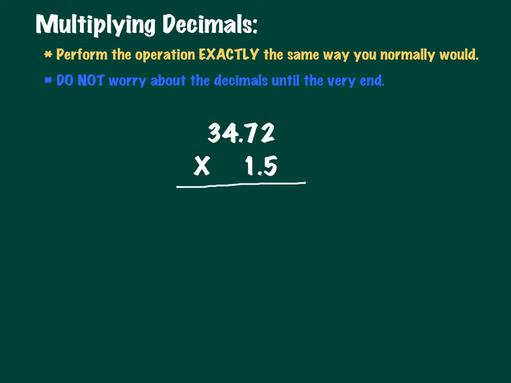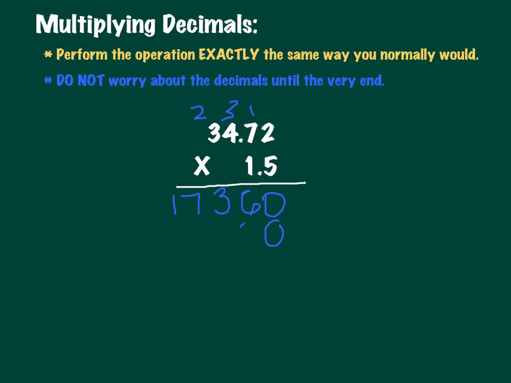5 times 2 is 10. 5 times 7, 35, plus 1 is 36. 5 times 4 is 20, plus 3 is 23. 5 times 3 is 15, plus 2 is 17. See, I'm not going to worry about my decimals yet. Go to your tens place, bring down your 0.